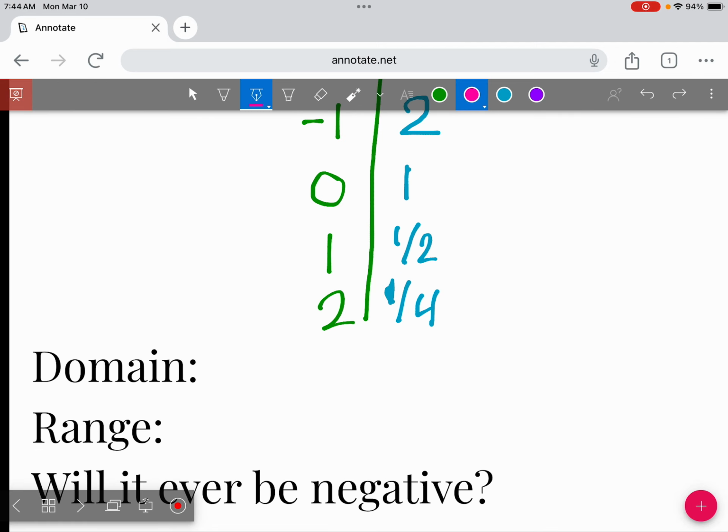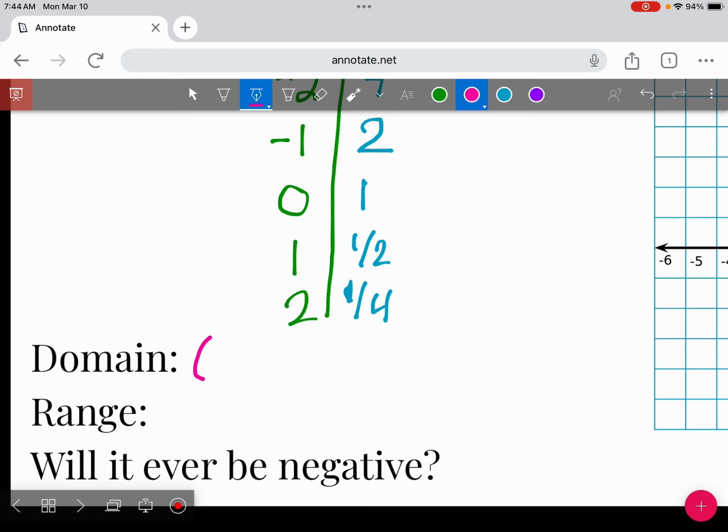What is our domain for this one? Would this one be flipped because we're going up? Or would we still have negative infinity? Still negative infinity to positive infinity, because it's all about what x's can we use. It doesn't matter what's happening to them. If it was end behavior, that's when we would have something weird like that.